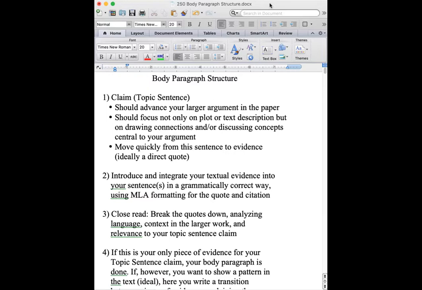So you might also draw in or make a reference to a larger concept, right, that has already been brought up in your thesis, or you might say something about its import to a larger institution in the text, or a larger concept or value in the text. You don't want to just give a sort of plot summary in a topic sentence. And there are a couple of reasons.